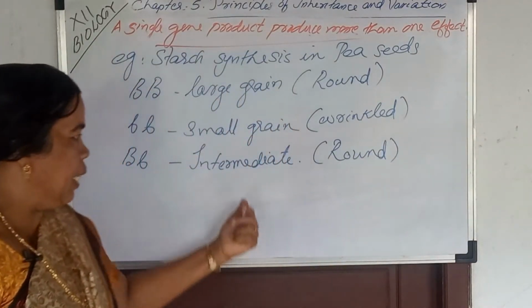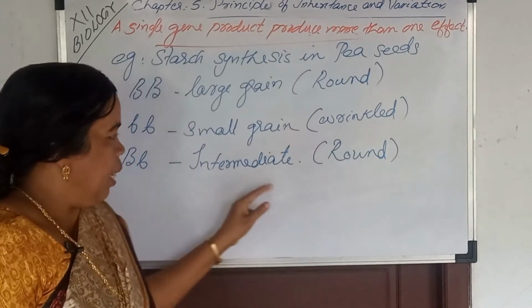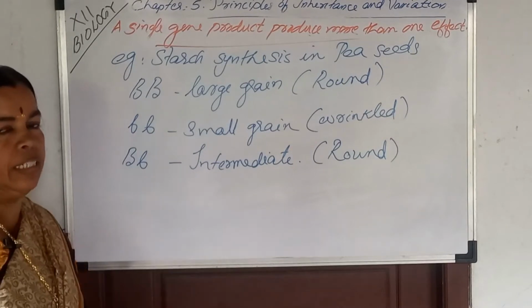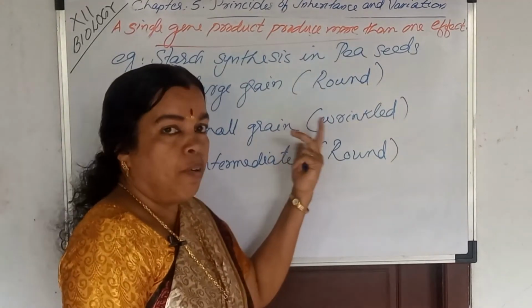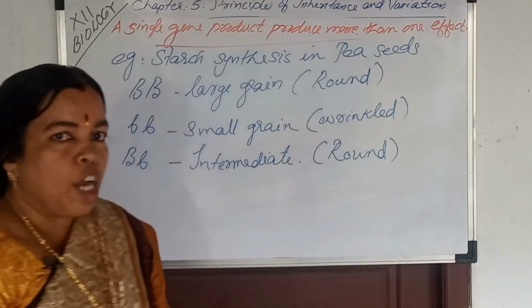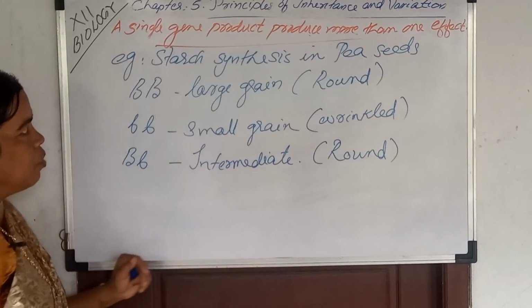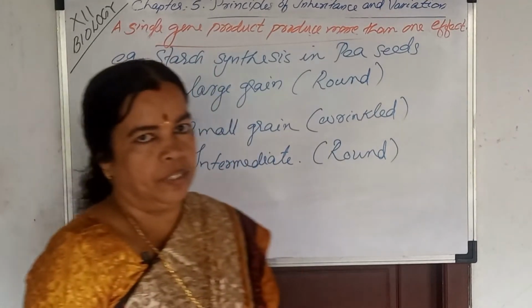So when we consider the size of the starch grain here, it shows incomplete dominance. If the grain size is considered from this angle, it shows incomplete dominance, like we have learned earlier. One allele incompletely dominates the other one. So that is the case in starch synthesis in pea seeds.